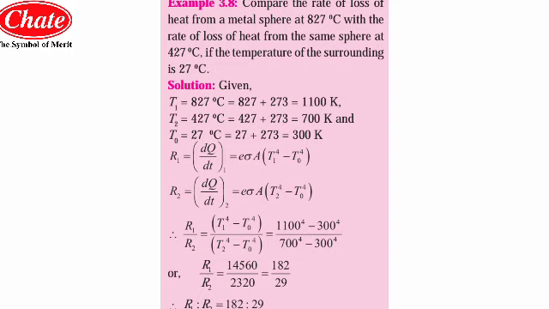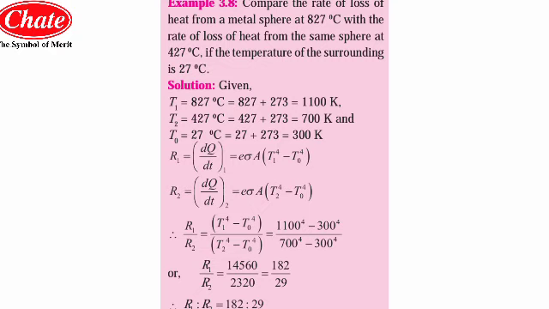Now students, simply we will take the ratio R1 by R2. So R1 upon R2 is equal to, the terms E into sigma into A will automatically get cancelled. So the remaining terms will be T1 raised to 4 minus T0 raised to 4 upon T2 raised to 4 minus T0 raised to 4. Now simply we will put the values of T1, T0 and T2. Then we will get 1100 raised to 4 minus 300 raised to 4 upon 700 raised to 4 minus 300 raised to 4.